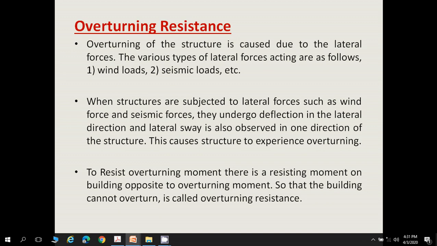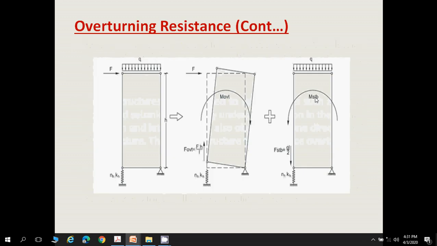To resist the overturning moment, there is a resisting moment on a building opposite to the overturning moment. So to prevent this overturning, we apply a moment in the opposite direction of the overturning, so that the building cannot overturn; this is called overturning resistance. This can be made clear from this picture. If any building is subjected to a lateral force F, then it tries to overturn the building in a clockwise direction. And if we provide M stable, which is a resisting moment in the anti-clockwise direction, then the building cannot overturn and returns to its original shape, and this is overturning resistance.